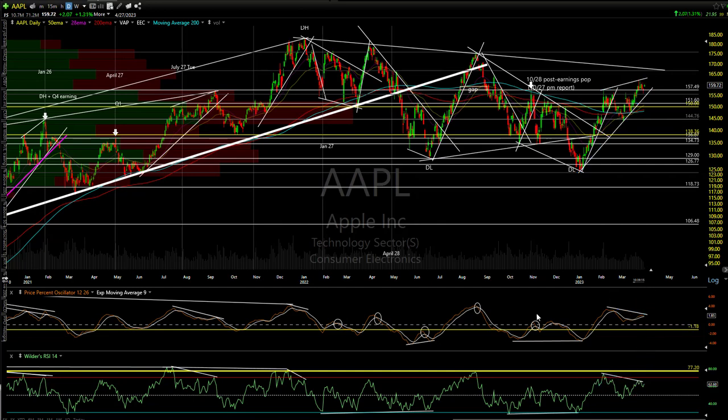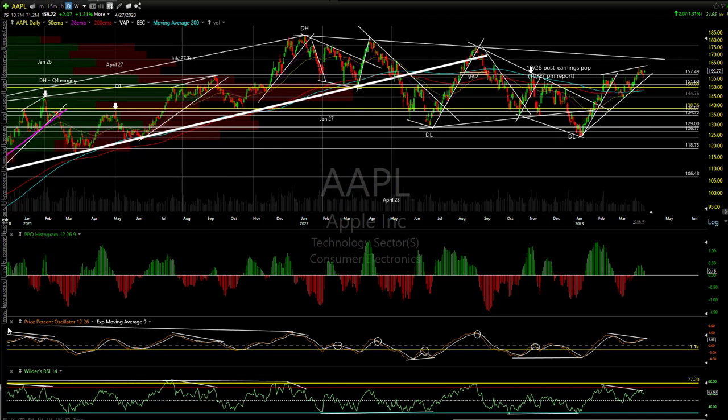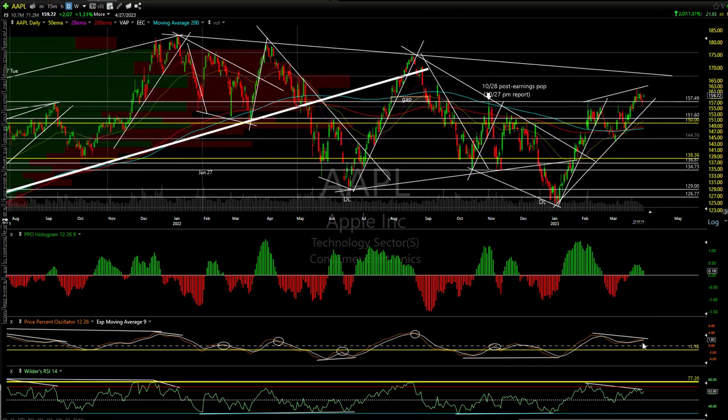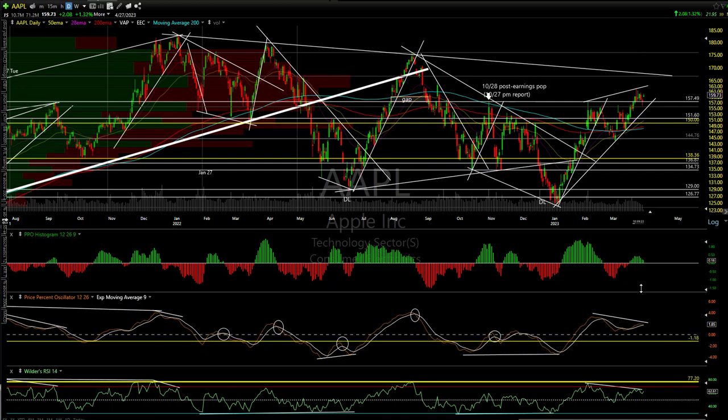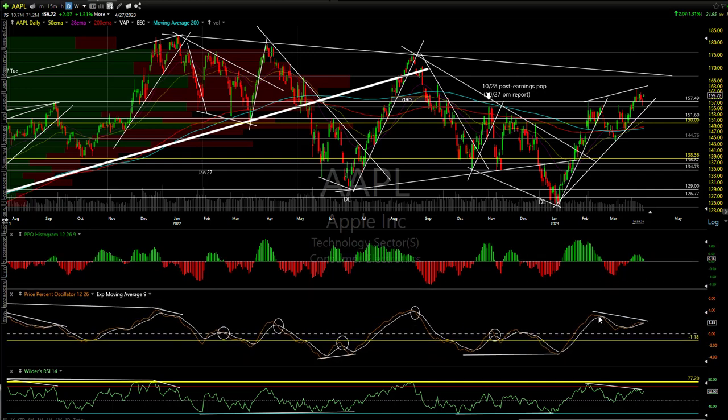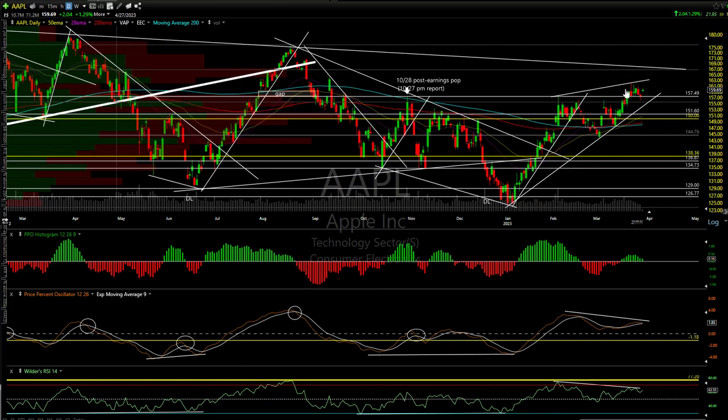So Apple, you can see the PPO, but I'm going to put on the PPO histogram. The histogram tells you when the PPO lines cross. You have the PPO line, which is the orange line, that's the price percentage oscillator, and then the 9 EMA, which is called a signal line, and when you cross it, you get the bearish crossover. So let's look at where we're at right now.